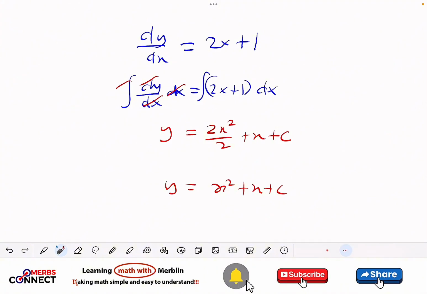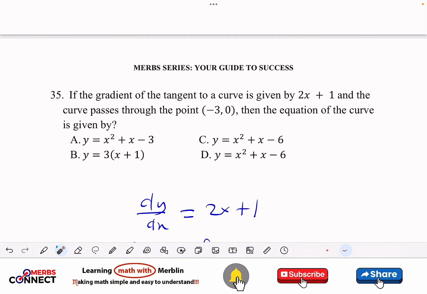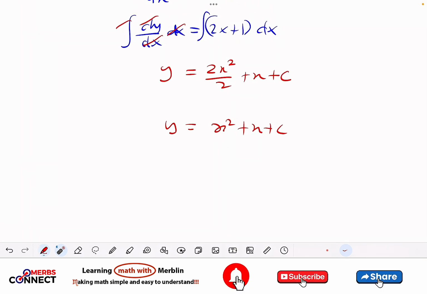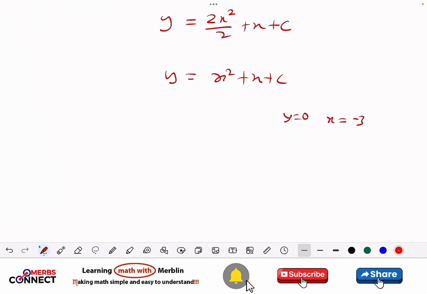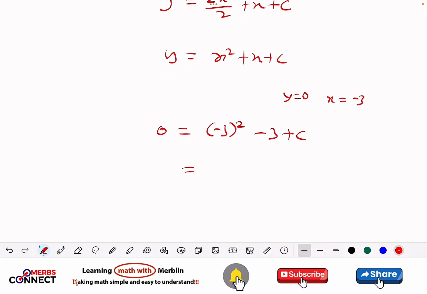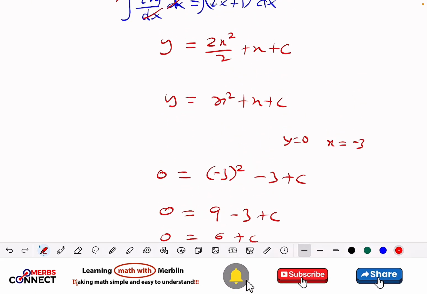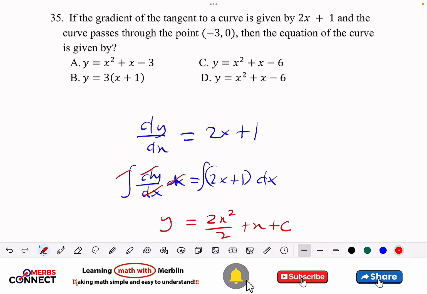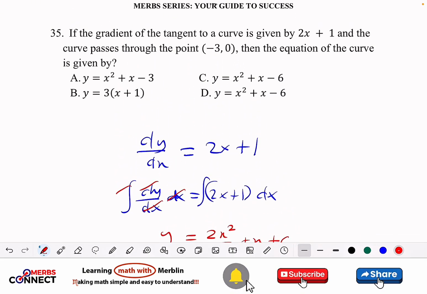But we need to find the constant because they've given us a point here. This point is x and y, so we have y to be 0 and x to be minus 3. Is that right? Yes. So 0 is equal to minus 3 squared plus, no, minus 3 plus c. This is 9 minus 3 plus c. 0 is equal to 6 plus c, and c will be equal to minus 6. So I'll put minus 6 here.